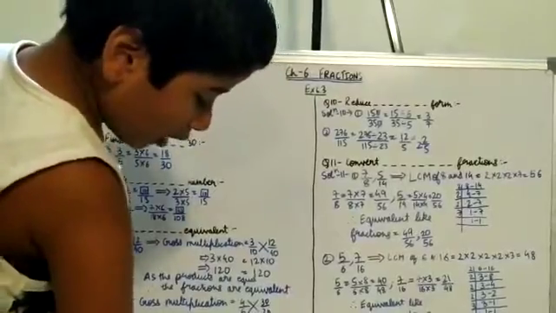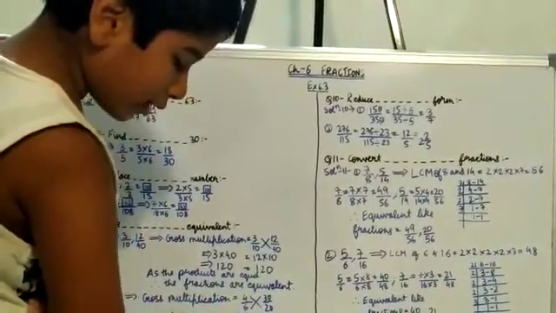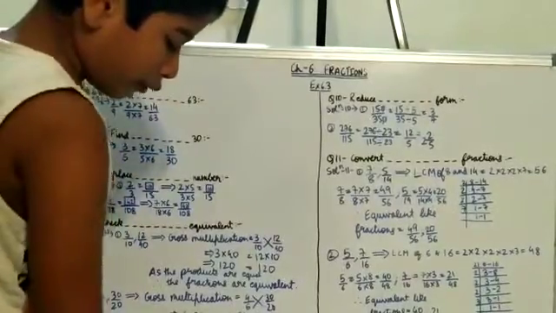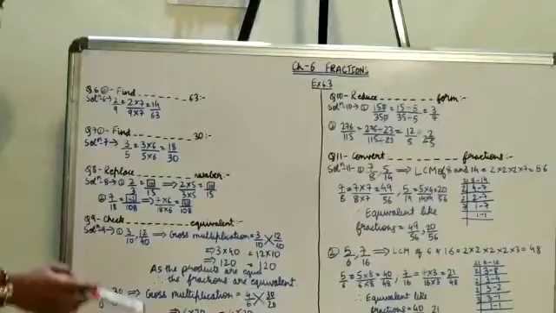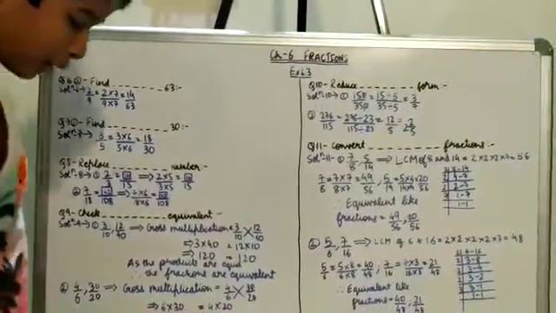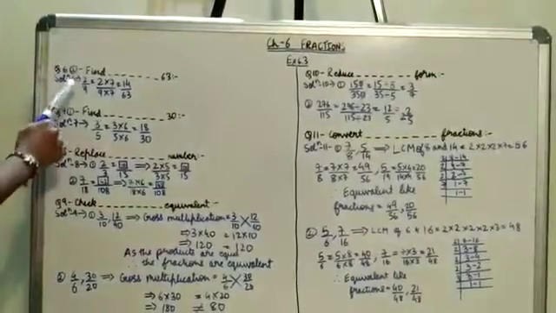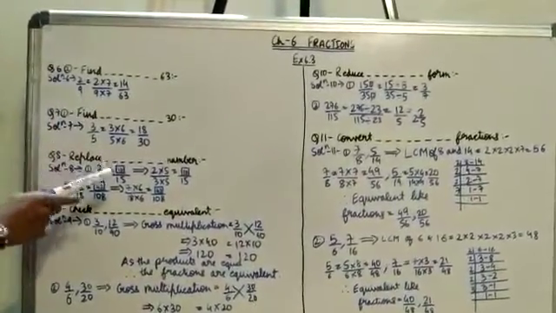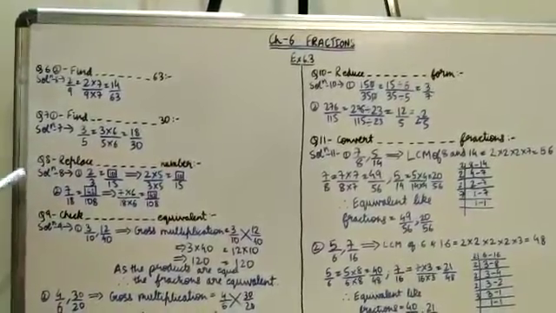Question 6 is: find the equivalent fraction of 2 upon 9 with denominator 63. In order to find this, first, what is the denominator of 2 upon 9? It is 9. Now just simply divide 63 by 9. It will be 7.